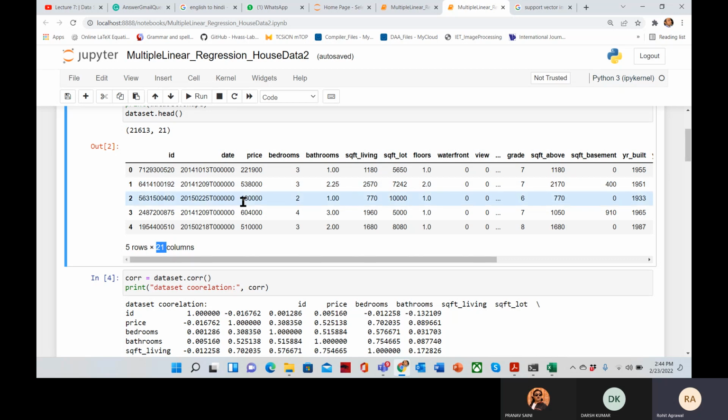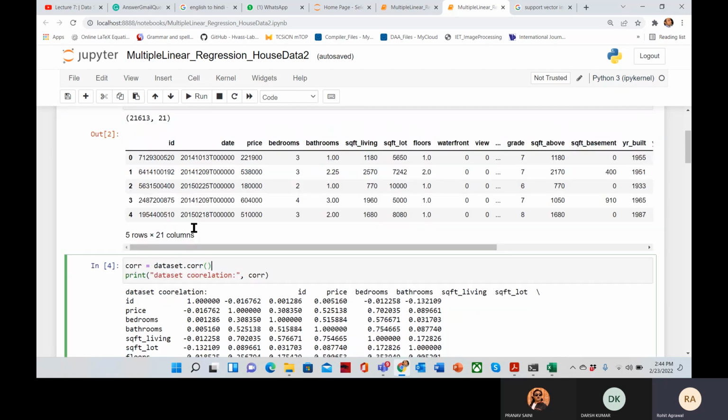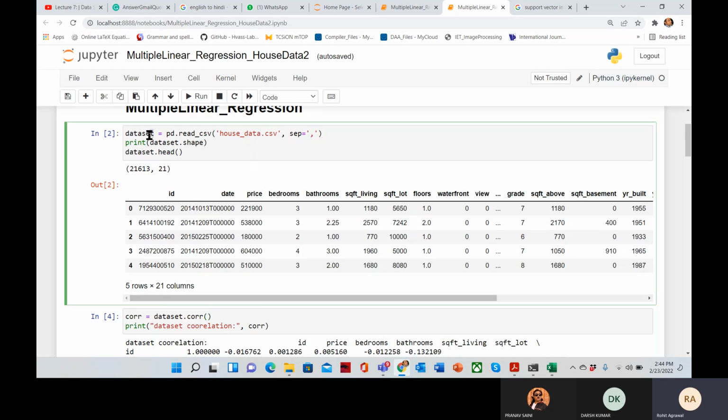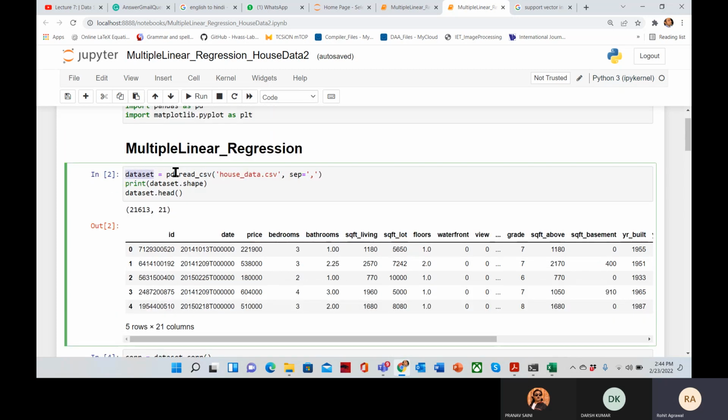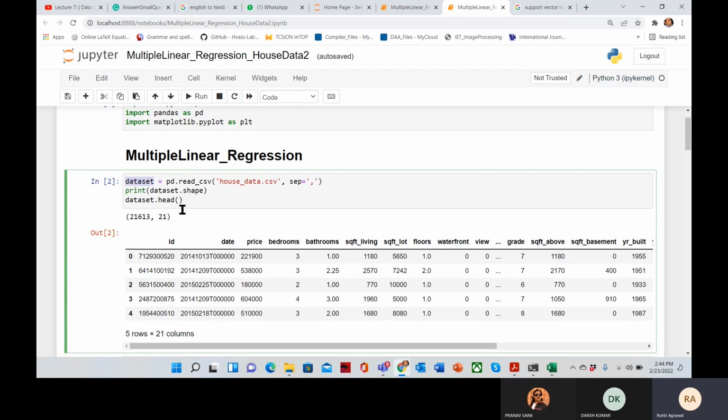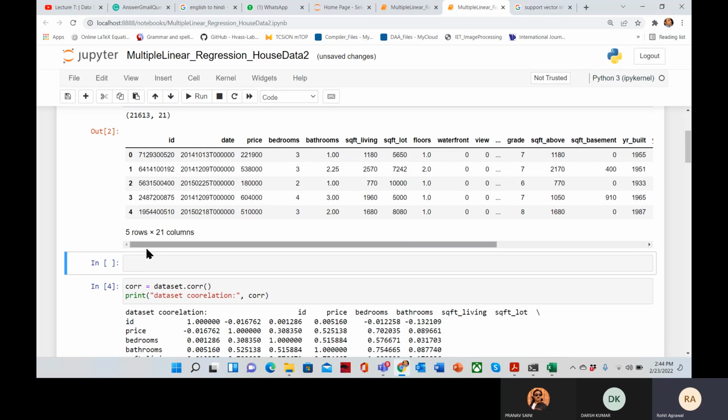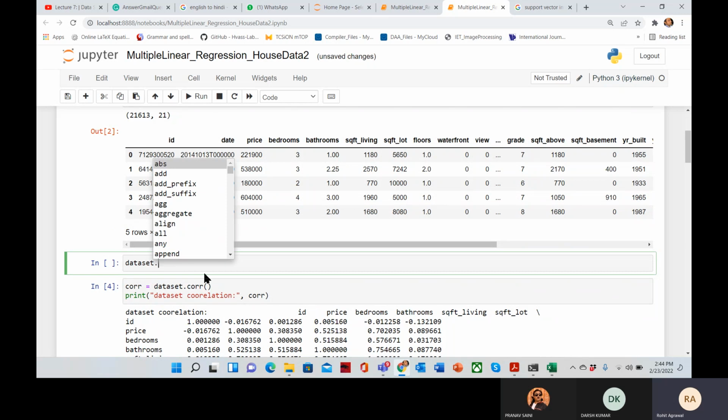Okay. So see, this is our data set. Our data set is a pandas data frame, pd. So you can see here the methods available if you want to see. Data set dot, yeah, you can apply all these methods.